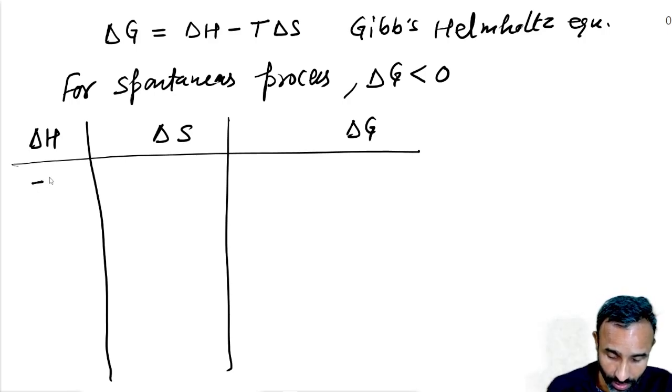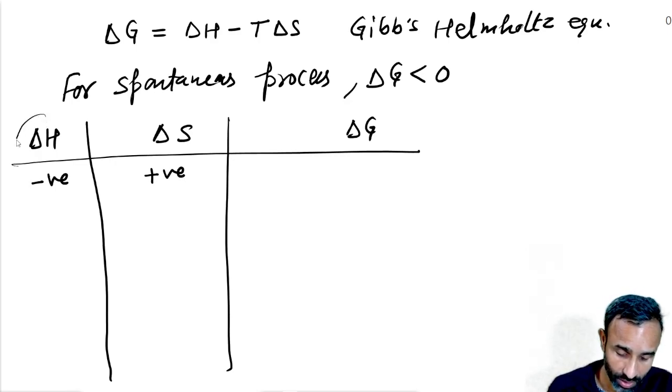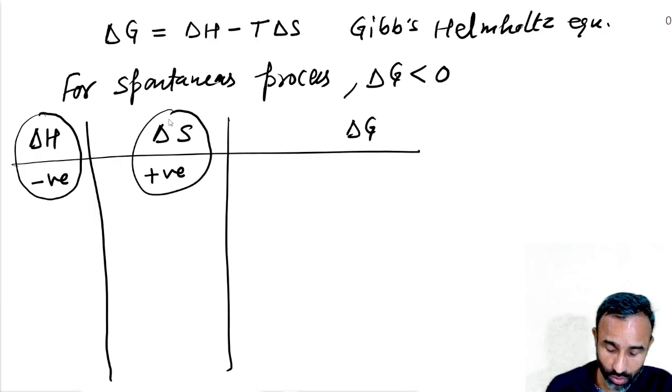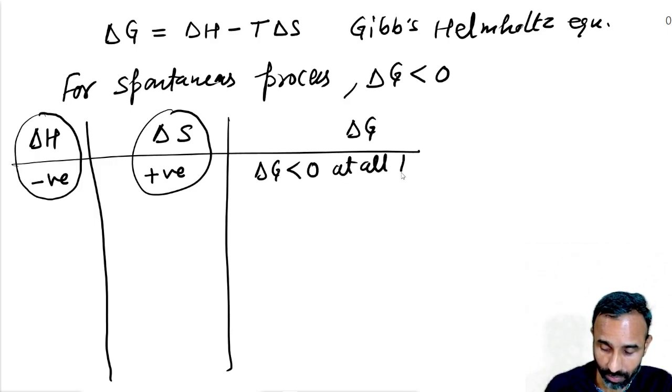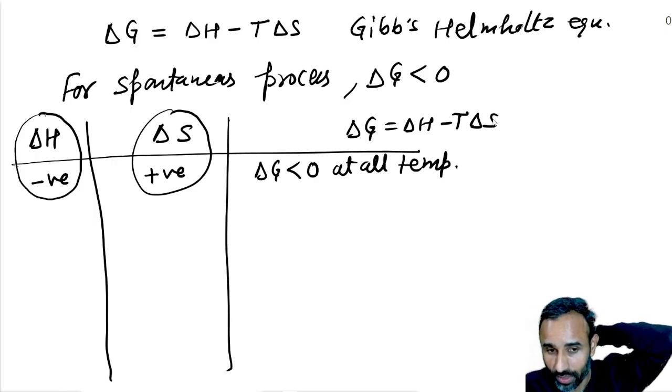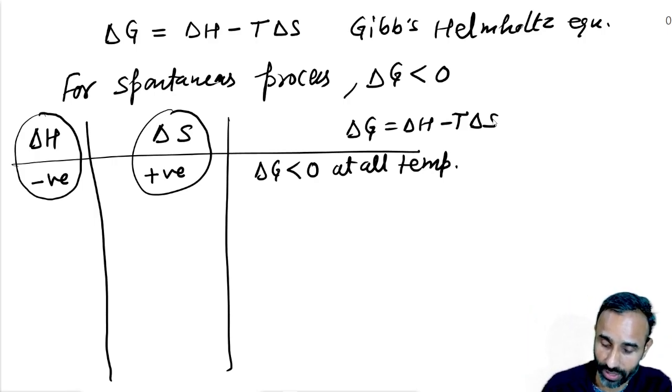So if delta H is negative and delta S is positive, that means a decrease in enthalpy and an increase in entropy, they are favorable factors. So delta G is less than 0 at all temperatures. That means such a process is spontaneous at all temperatures, because of decrease in energy and increase in entropy. Entropy, you know, is a measure of randomness. So that type of process is always spontaneous.